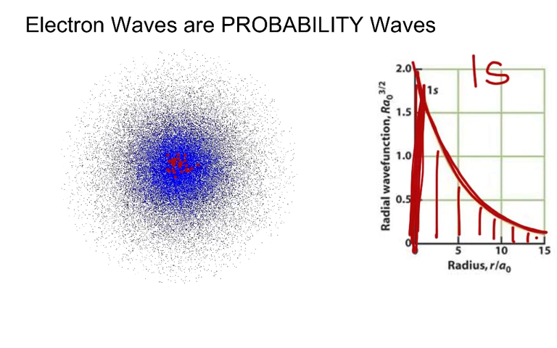And as we get farther and farther out from the nucleus, we get less and less chance of finding the electron. And it kind of looks like this. Now, this is a little bit difficult to deal with. We certainly wouldn't want to try to draw these pictures all the time.